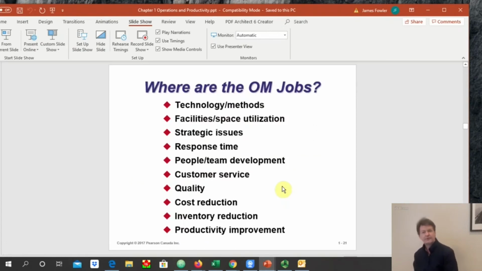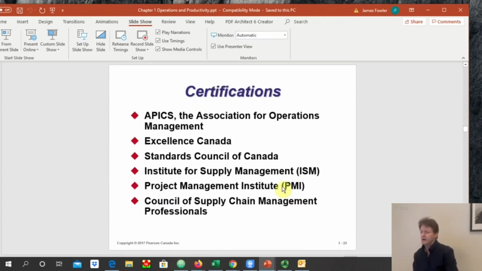Some of the jobs inside of operations management, there are so many: technology, space utilization, strategic issues, response time, quality, cost reduction, inventory reduction. So certifications, obviously, that are available: the Association for Operations Management, Excellence Canada, and Standards Council of Canada are some examples.